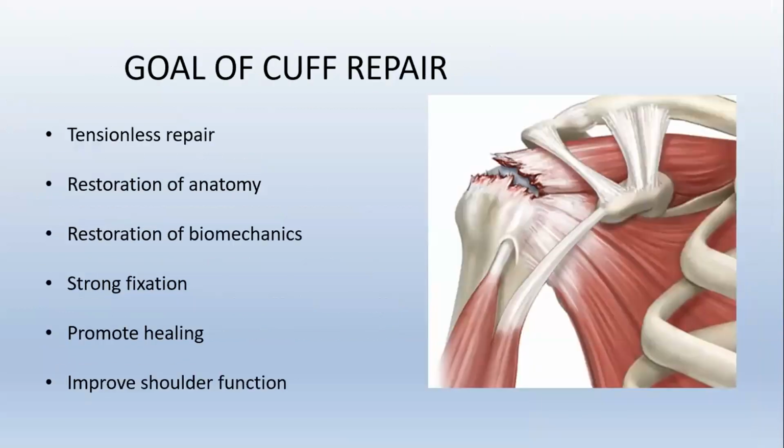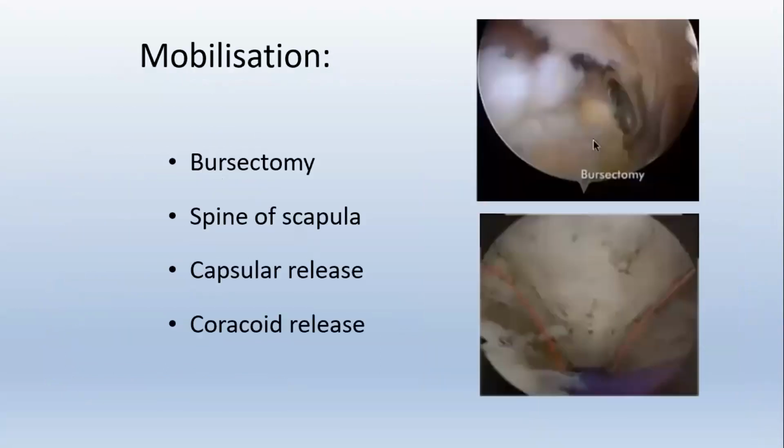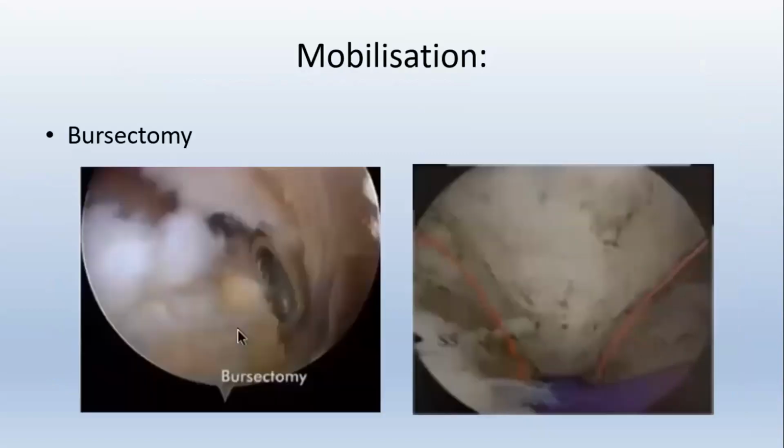So coming to the goal of the primary cuff repair, it is tensionless repair. So we have to bring up the mobilization of the cuff. That can be carried out by 4 steps, that is bursectomy, releasing the spine of scapula, capsular release, and coracoid release. First is bursectomy. We have to do subacromial bursectomy to visualize the cuff using radioablation or shaver.